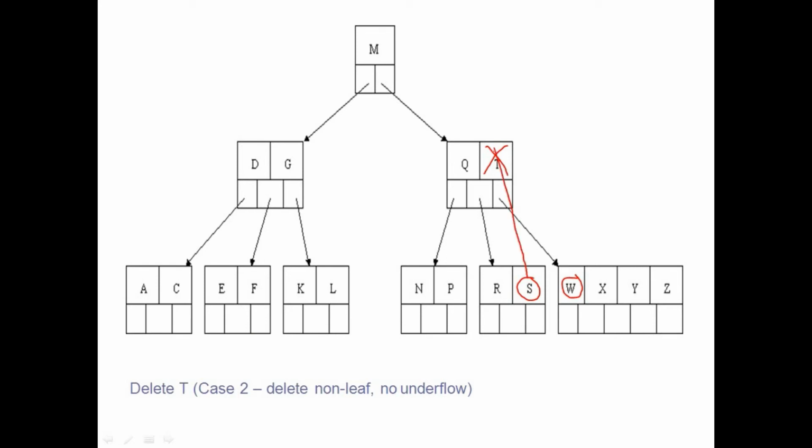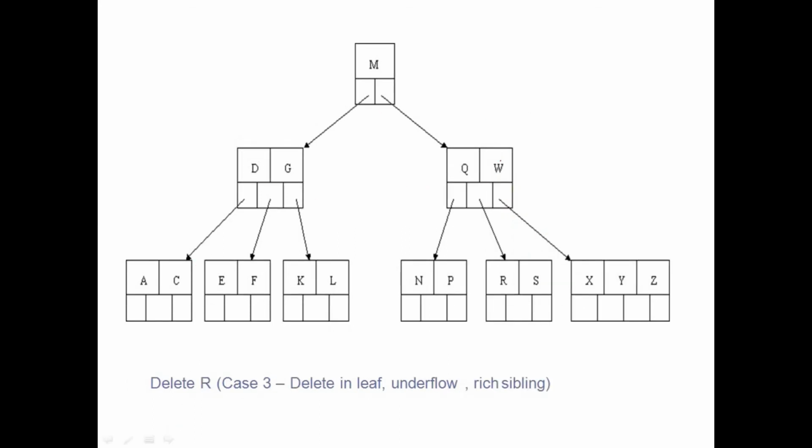So now if I replace it with W, the tree becomes this one. T is deleted and replaced with W, and this is the tree. Now the third case, delete R. Case 3, delete R.